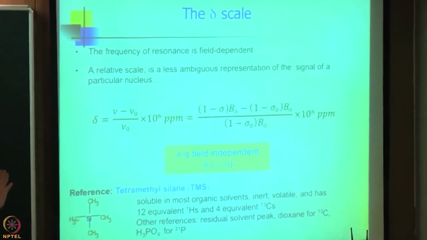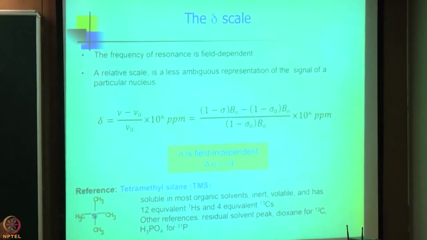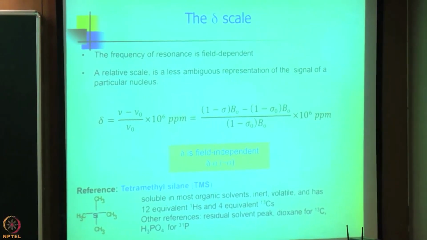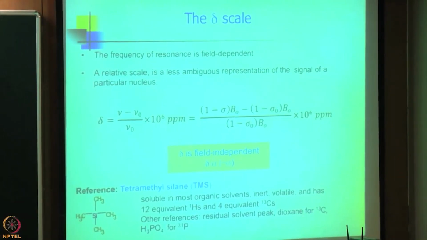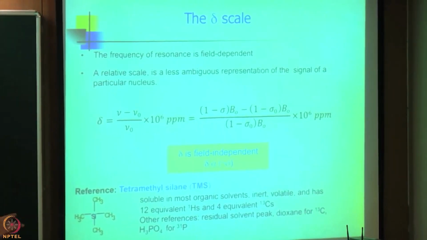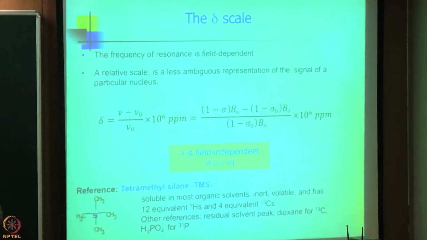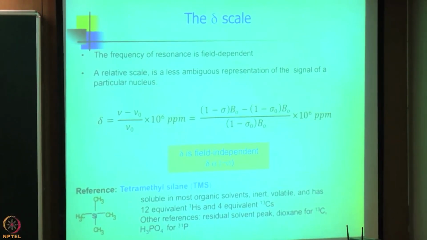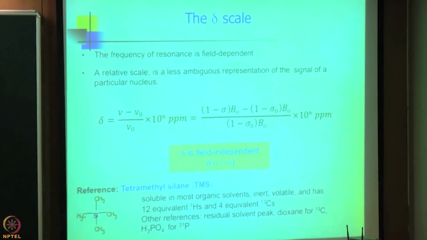Then we performed a discussion on the delta scale, where we said that since we have already understood that frequency actually depends not only on the nucleus, but also on the applied magnetic field, we do not want to have different values if we use different instruments. We want the same spectrum for the same compound irrespective of which instrument we use. So, it is better to shift to a relative scale, and the relative scale is nu minus nu 0 by nu 0 in 10 to the power 6. That turns out to be something called delta, which is completely independent of the field. This is where we stopped.